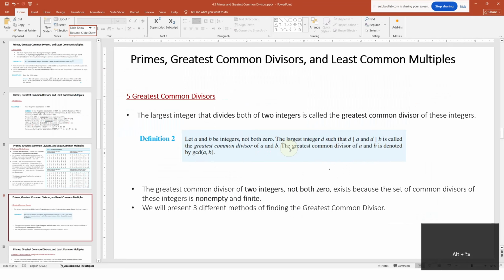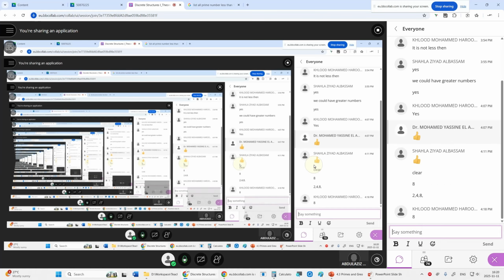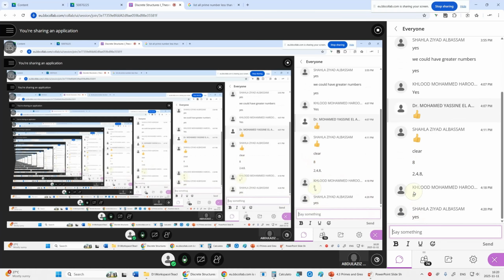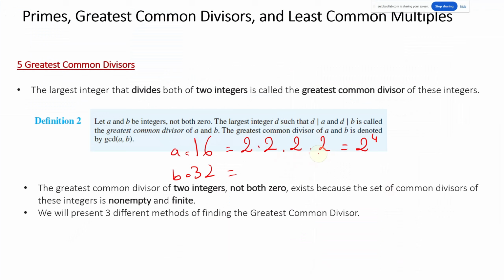Correct? Somebody says 8. All right, we'll look at 8. Is 8 the common divisor? Okay, let's have a look. Now, what about 32? What's the prime factorization of 32? I'm going to start by dividing by 2. That's 16, which means I can divide also by 2. That's 8. By 2, that's 4. By 2, that's 2, which gives me 2 to the power of 5, which is actually 2 to the power of 4 times 2.